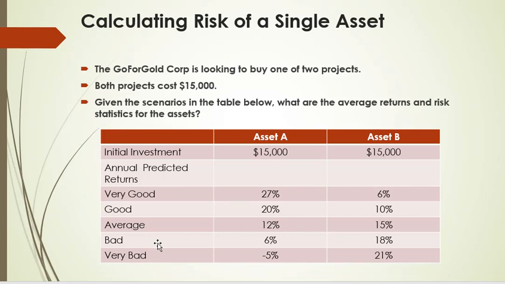So we have a company, Go for Gold Corporation, that wants to buy one of two projects. Both projects cost $15,000, and given the scenarios below, we would like to determine the average rate of return on the projects and what the statistics are for the assets. We have 5 different possible economic outcomes. For asset A, returns go from 27% down to -5%, and for asset B, it starts at 6% and goes down to 21%. So we want to talk about the statistics that we're going to calculate.